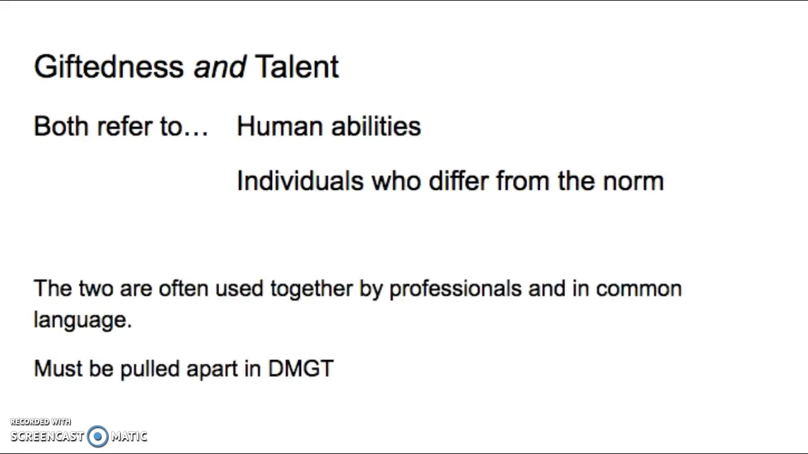Both giftedness and talents refer to human abilities and individuals who differ from the norm. And when we say differ from the norm, it's that they are more advanced than their peers in one way or another. And often people will use these terms interchangeably or lump the two together as one term. So this model distinguishes between the two terms, giftedness and talent, and believes that they are two separate ideas.